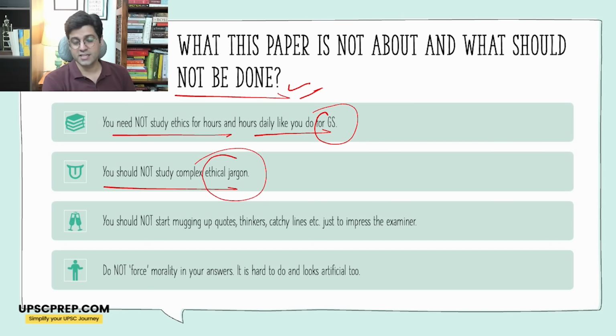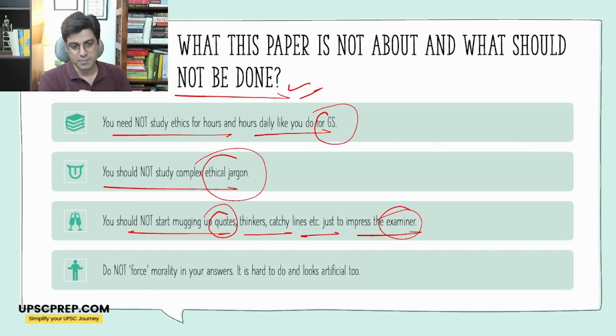You should not study complex ethical jargon, thinking that I'll throw some complex terminologies and the examiner will be happy. No. The examiner will respect the simplicity and how easily you explain a particular concept with good examples, because they want to see you in it. You should not start mugging up quotes, thinkers, catchy lines just to impress the examiner. And do not force morality in your answers. Even if you try to be honest, that honesty should be reflected in your answer, but not explicitly stated that I am being honest. It is hard to do and looks artificial as well.